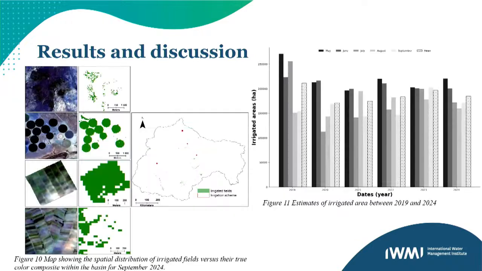Here you can see what the model outputs for some of the irrigation schemes. We also derived some statistics from the results. You can even see that during the COVID time, there was a decrease in the spatial extent of irrigated agriculture.